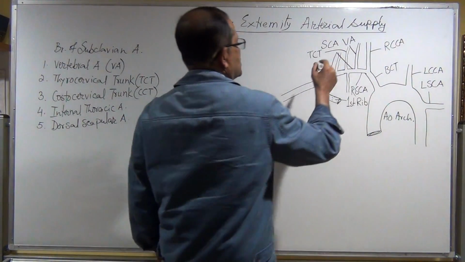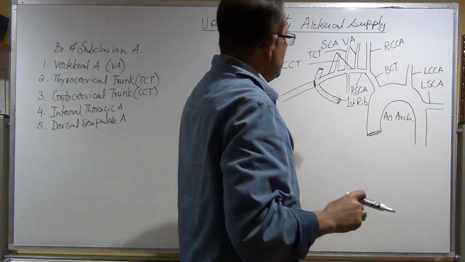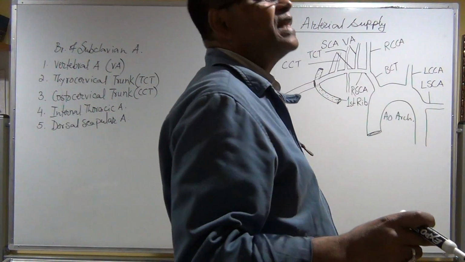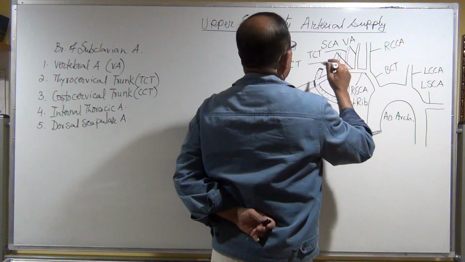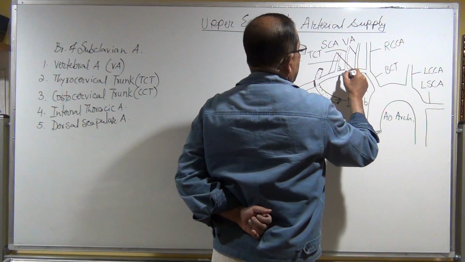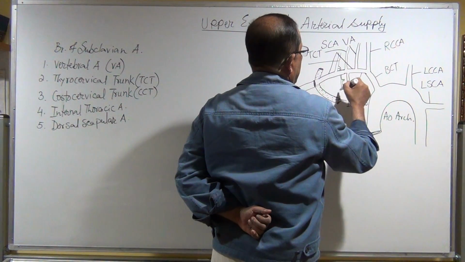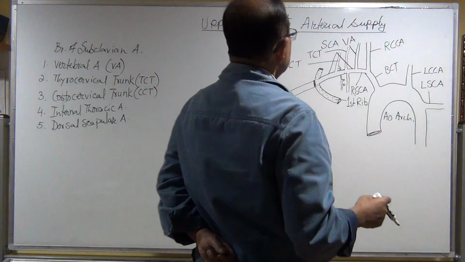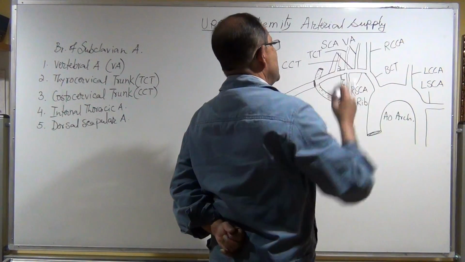Why is its name costocervical trunk? Because the first and second rib get their blood supply from the costocervical trunk. So it comes down and gives blood supply to the first and second rib. Okay, so that's why its name is costocervical. It goes to the cervical neck area.